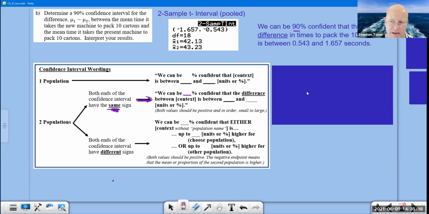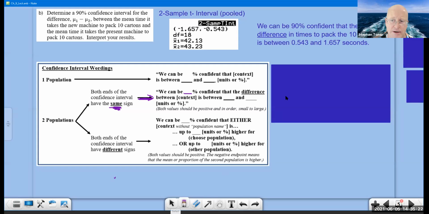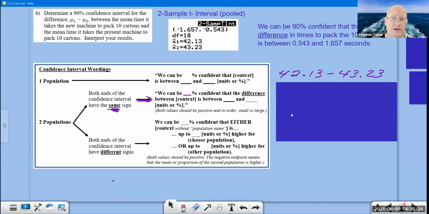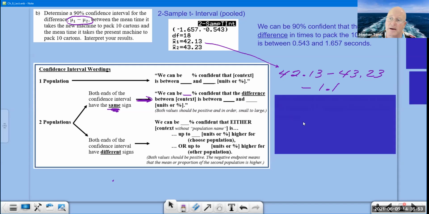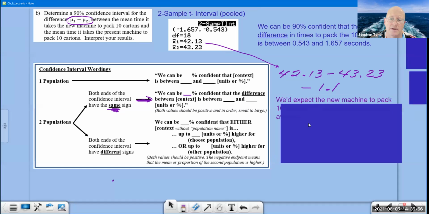Now I've got another comment here about why those are negative. Let's take a look over here. I said your calculator is taking those two mean times and subtracting. See up here, it's finding a confidence interval for the difference between the means. Our first mean was 42.13, and the second mean was larger. When it goes mu1 minus mu2, small minus large, you're going to expect a negative answer of -1. Okay, and that's why -1 is right in the middle of that answer.